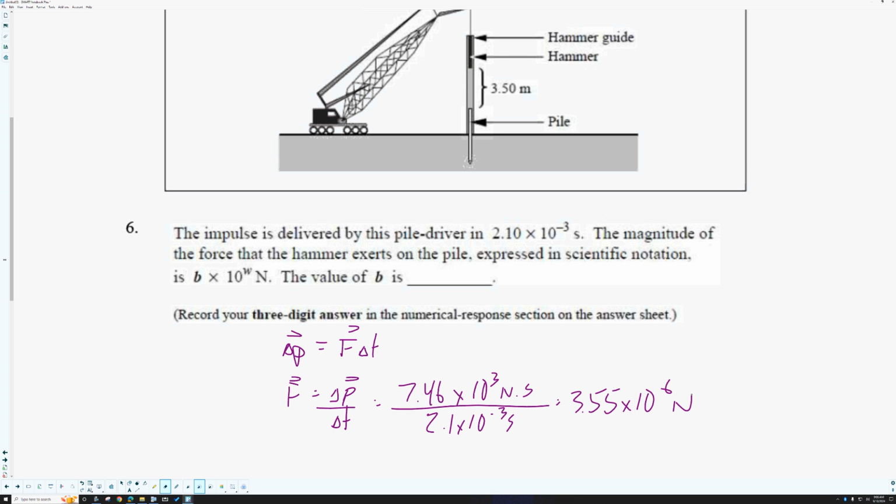This is the first time we've had to express a numeric response like this. When we have B times 10 to the W, we're just looking for the value of B. That's the base of this number, so we would just express 3.55 here. Some people will express a 4 there because they'll say, oh, B's got to be a 1-digit answer, right? No, no. B can be a 3-digit answer. This is B times 10 to the W. We're looking for the value of B, 3.55. Make sense, you guys?